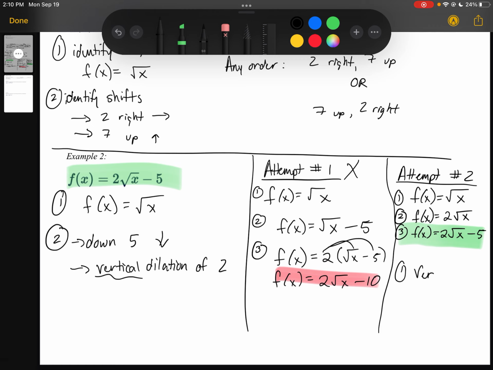So our order has to be vertical dilation first, and a shift of down 5 second. So that is the order that we have to go in. If we don't go in this order, we'll get a different function. So a different function is not the right answer. And that's actually how we do these questions. You start off with your original function, and you make the shifts to the original function, and you're just looking for a match.